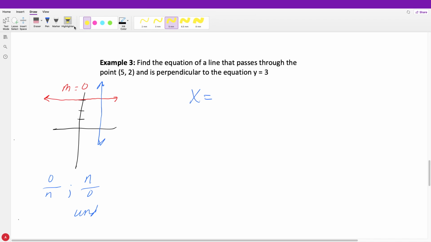So all we have to do in this case then is look at the point it's passing through, which is 5. And since x must be equal to 5 in order for it to pass through, this is an equation of x is equal to 5.